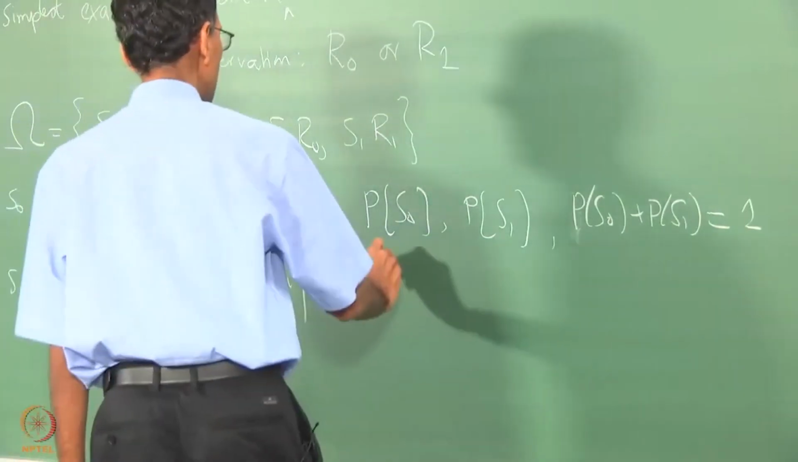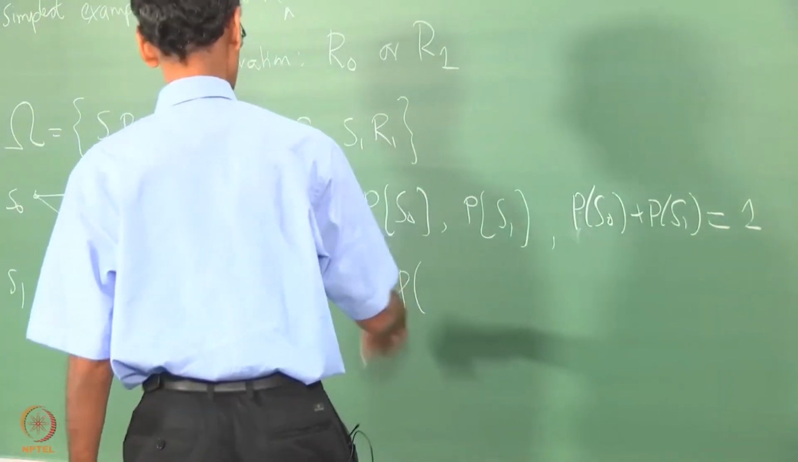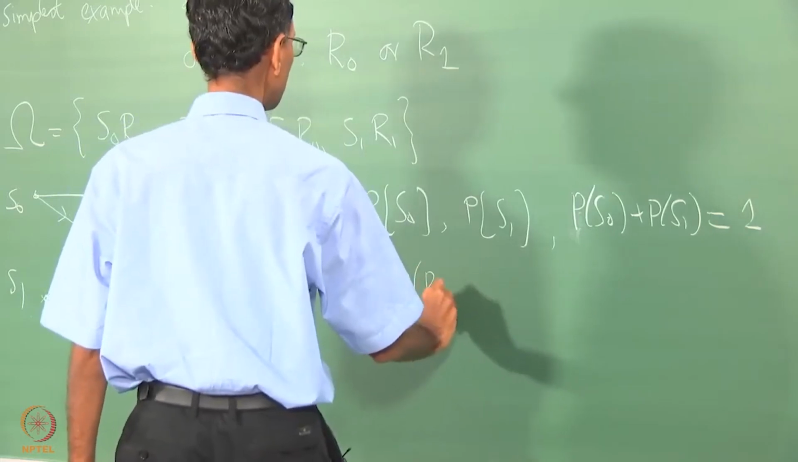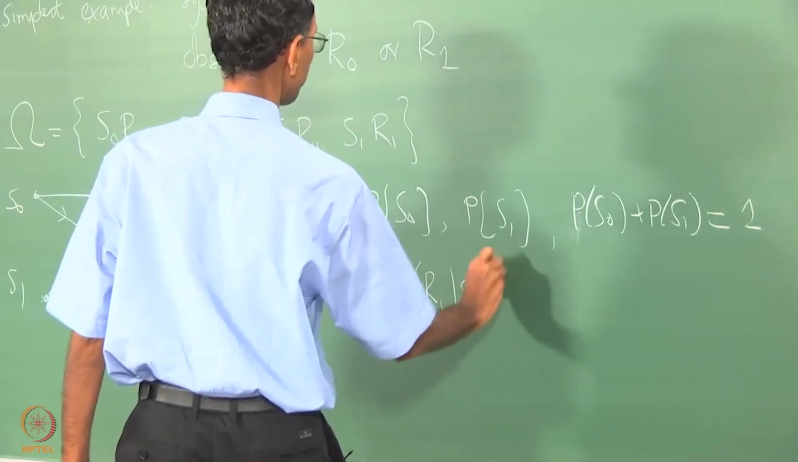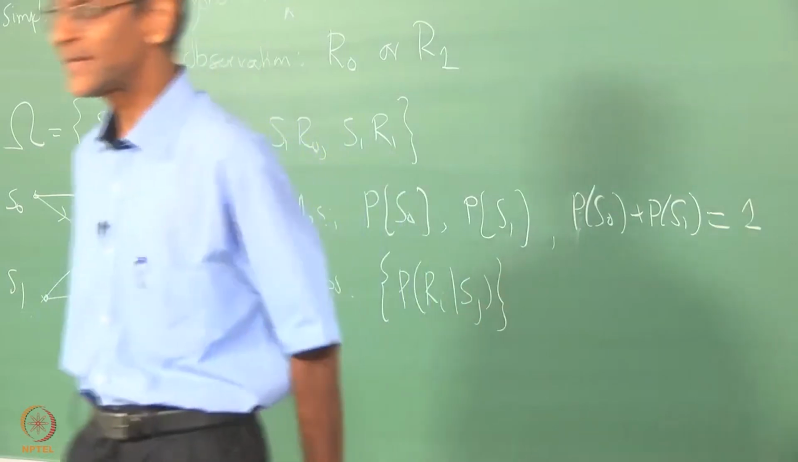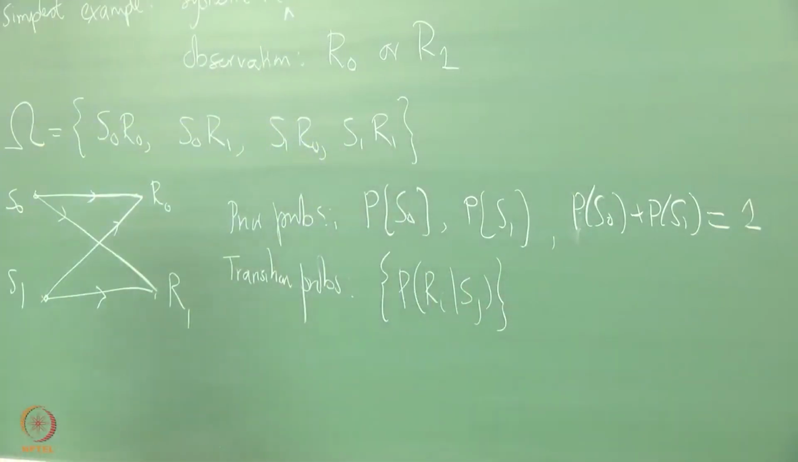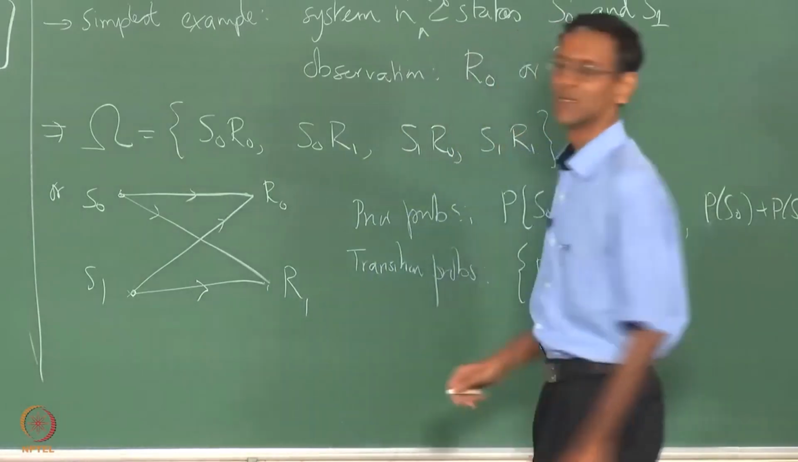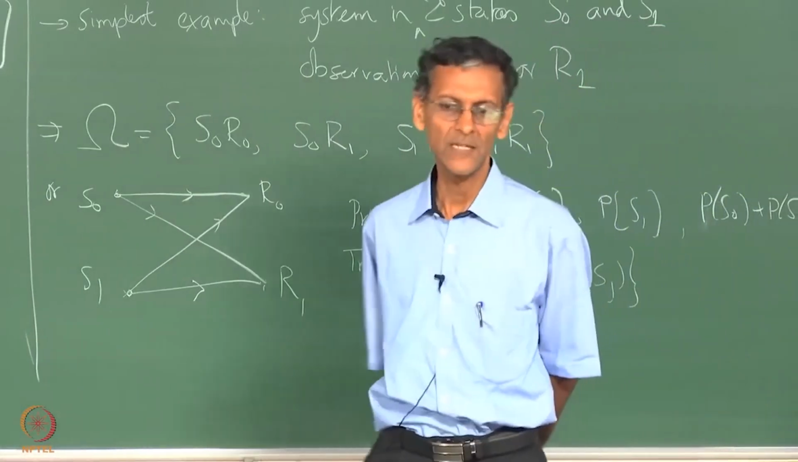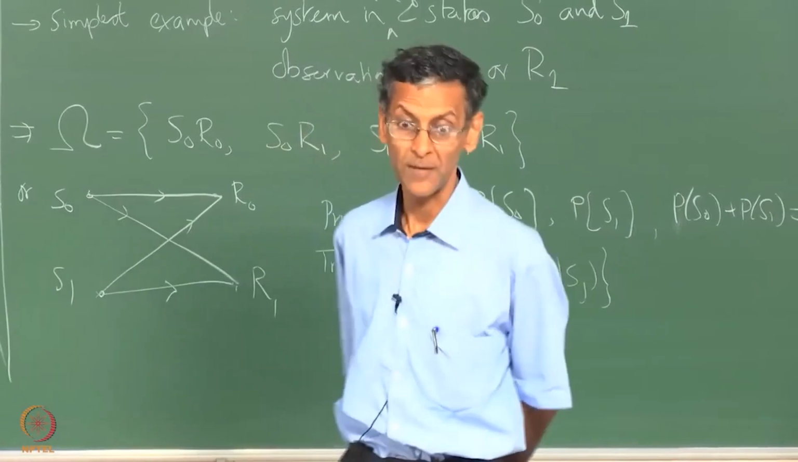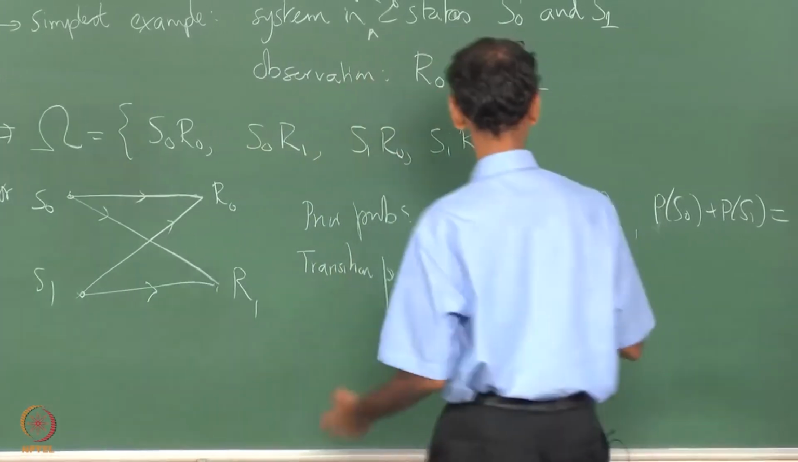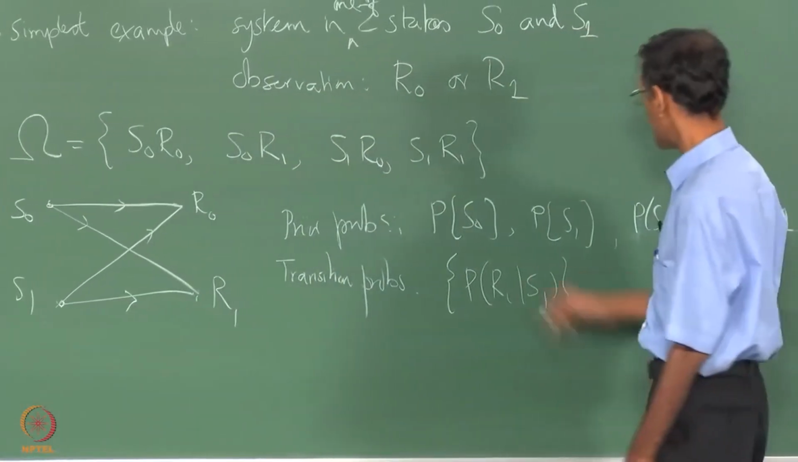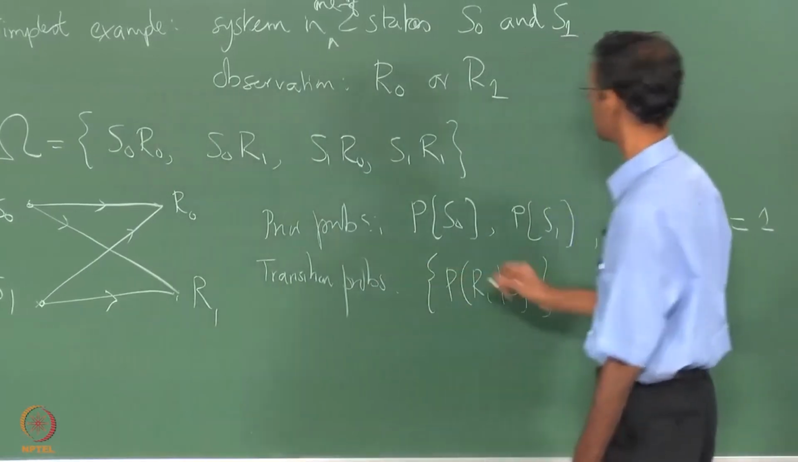This will be a collection of 4 of them, which I am going to write like this, P of Ri given Sj, where i can assume 0 or 1 and j can also assume 0 or 1. Remember, for i and j you should use 2 different letters because they can be chosen independently, separately, to be 0 or 1. So what are the rules that the transition probabilities have to follow?